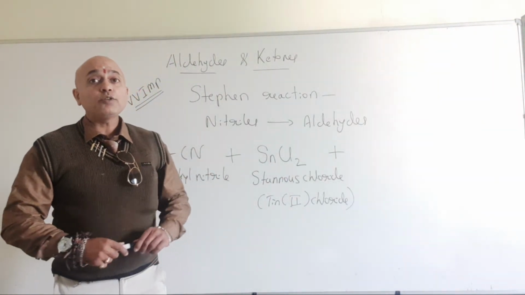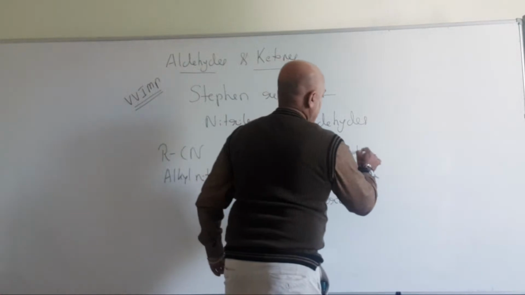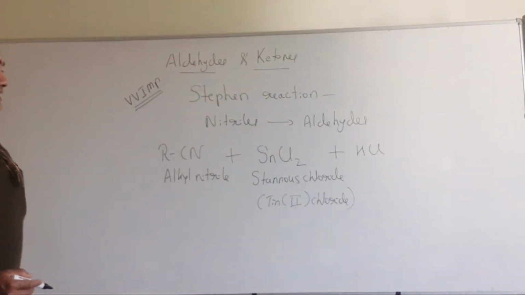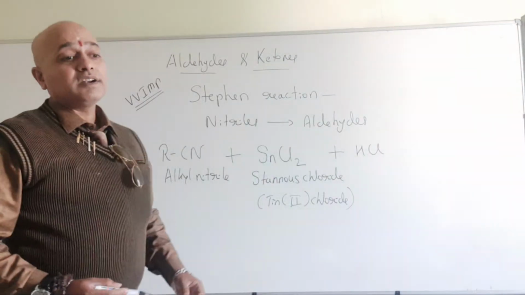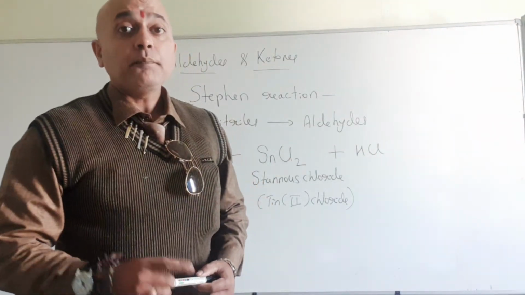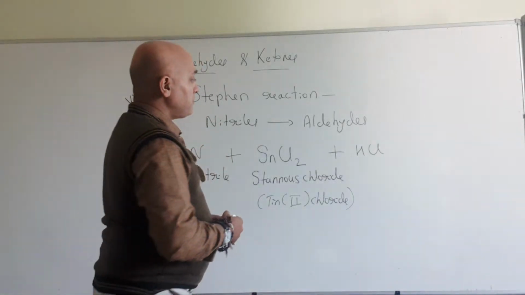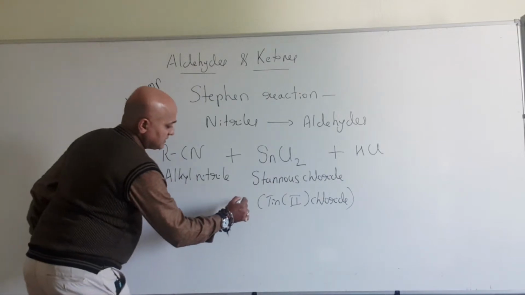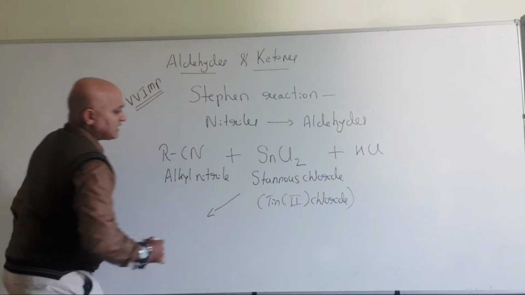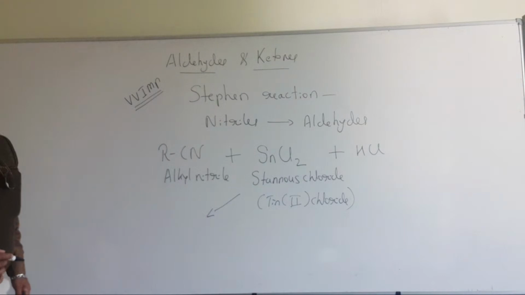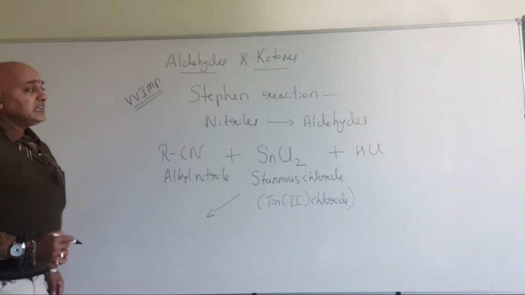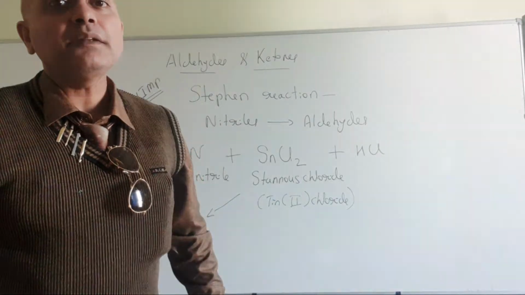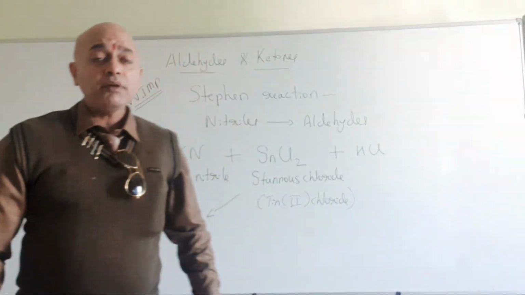acid, that is hydrochloric acid, HCl, they will be getting converted into aldehydes. But before that, there will be formation of a reactive intermediate. That is the alkyl iminium intermediate, or alkyl iminium chloride.